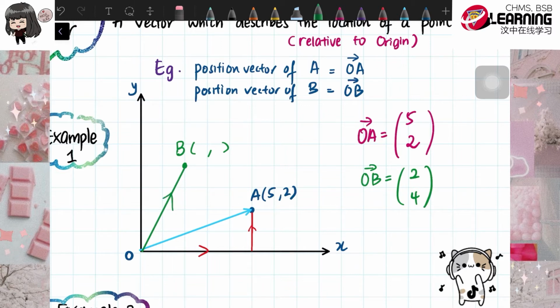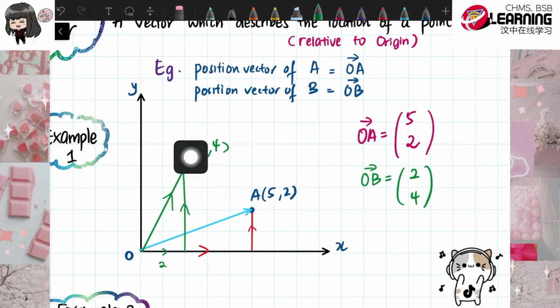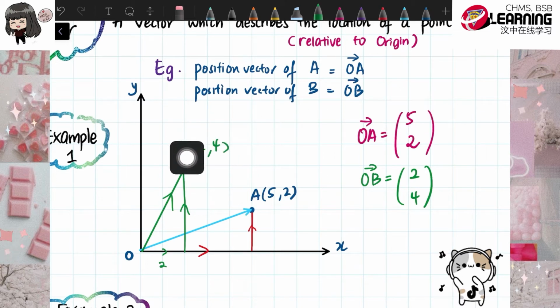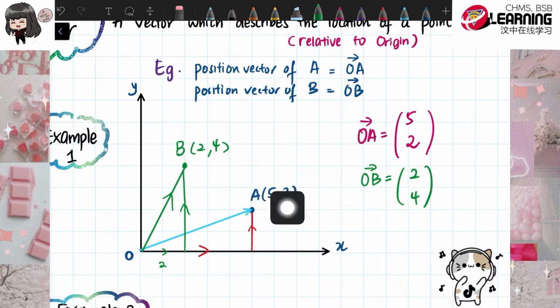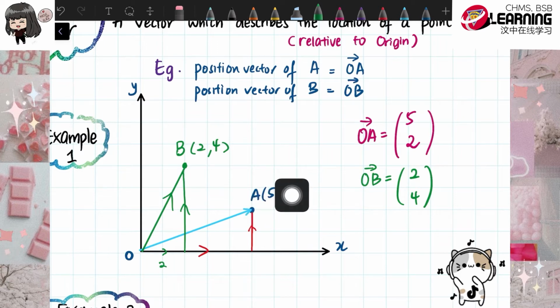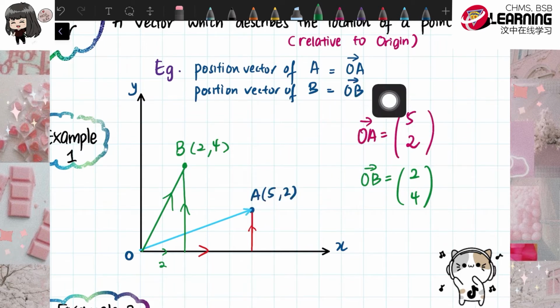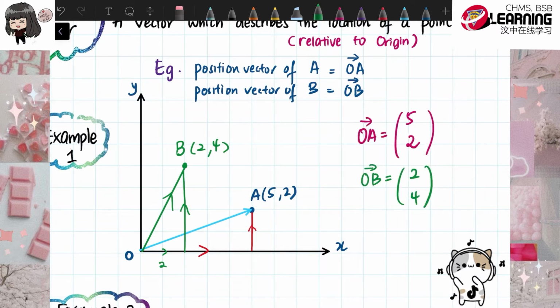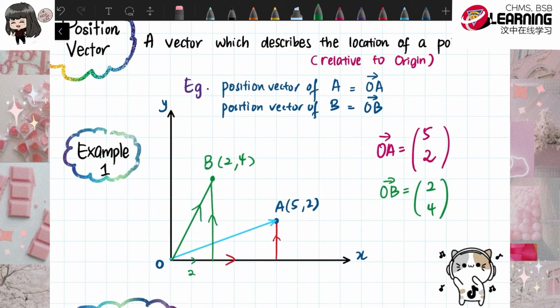Okay, because you are going to the right 2 units and going up 4 units. Okay, and it's the same as your coordinate, isn't it? So basically, your coordinate is also your position. Okay, position of A is 5, 2. So if I say position vector of A, this is what you're gonna write. Position vector of B, this is what you're gonna write. Okay, so this is example 1.